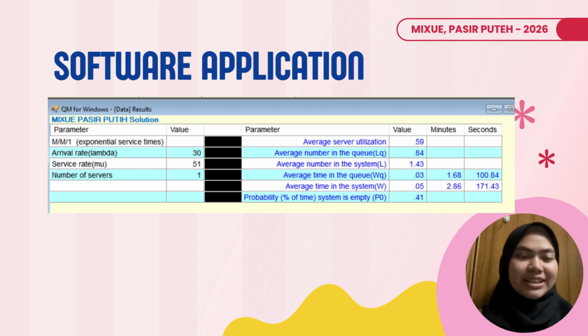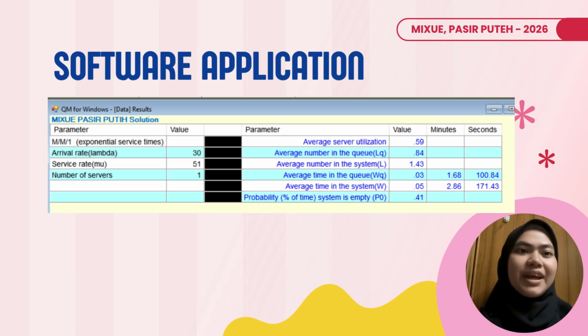Hello everyone. Now let's move to the software application. We use a software called QM for Windows to analyze the data. The result, as you can see on the slide. First, look at the average server utilization. It is at 59%. This means the cashier was busy 59% of the time, which is a healthy number.